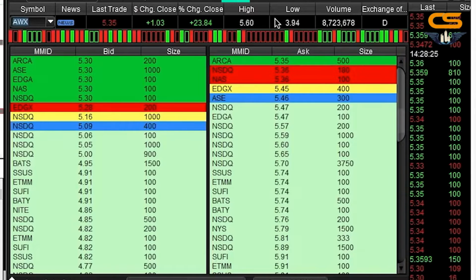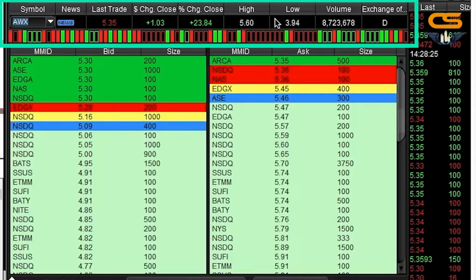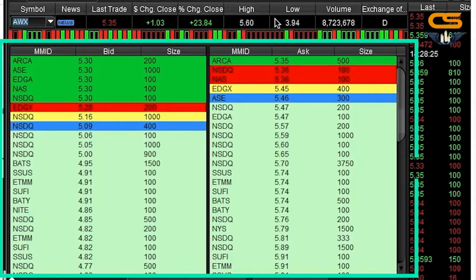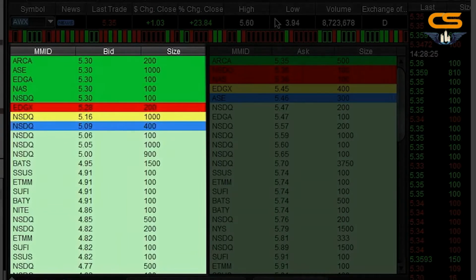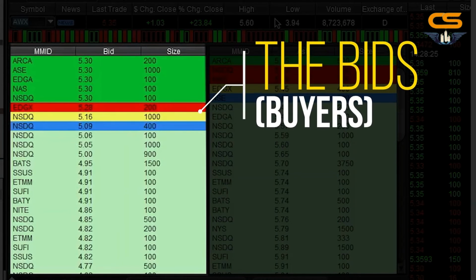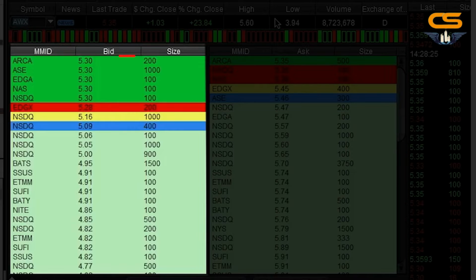So as said before, all this information right here is the level 1 data, your very basic foundation data. Below that is the level 2. We have these two tables. The one on the left is the bids, or you can think of them as the buyers. So this right here is the highest price the market is willing to pay for the stock at the time, which in this example is AWX. So the highest the buyers are willing to pay right at this very moment is 530.